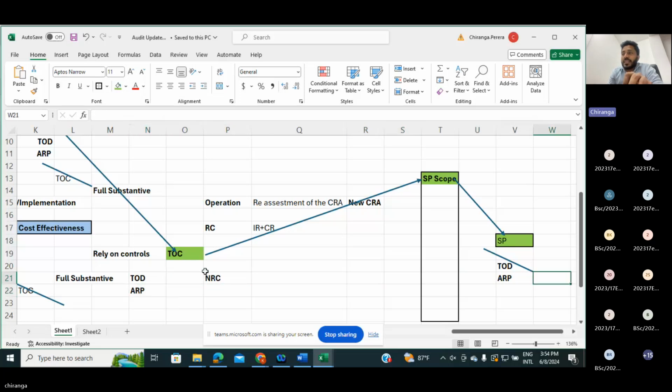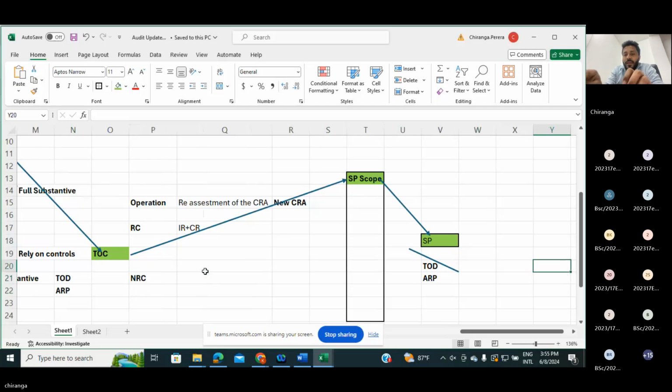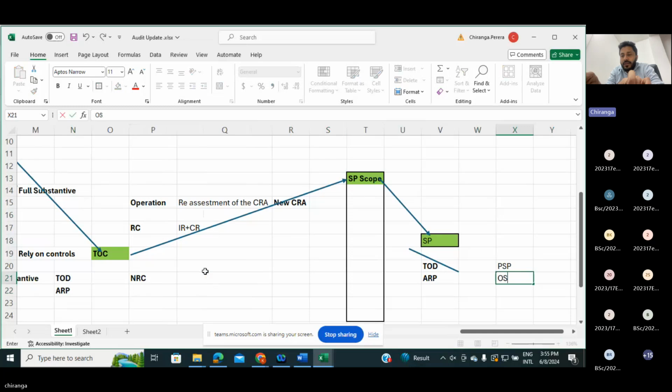There is another classification. That is PSP and OSP. Primary substantive procedures and other substantive procedures, right?